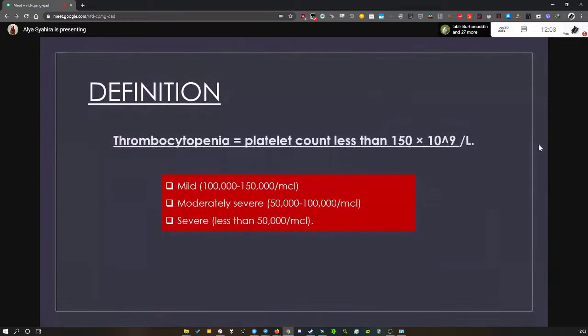So first, by definition, thrombocytopenia means when the platelet count is less than 150 times 10 to the power of 9 per liter. In neonates, it can be classified into mild, moderate, and severe. For mild, it is 100 to 150. For moderate, 50 to 100, and severe is when the platelet count is less than 50,000.